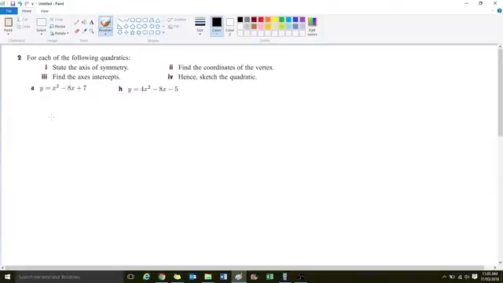So if we're going to state the axis of symmetry, before we start these, there's two things we need to know. The first one is axis of symmetry, which has the formula that we should all be very familiar with: x equals minus b on 2a. Okay, x equals minus b on 2a.